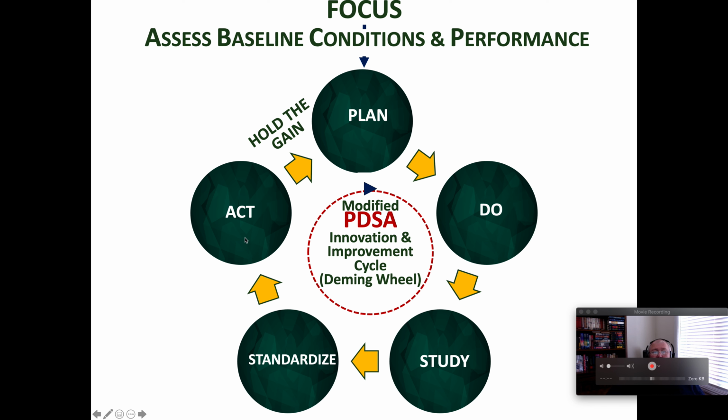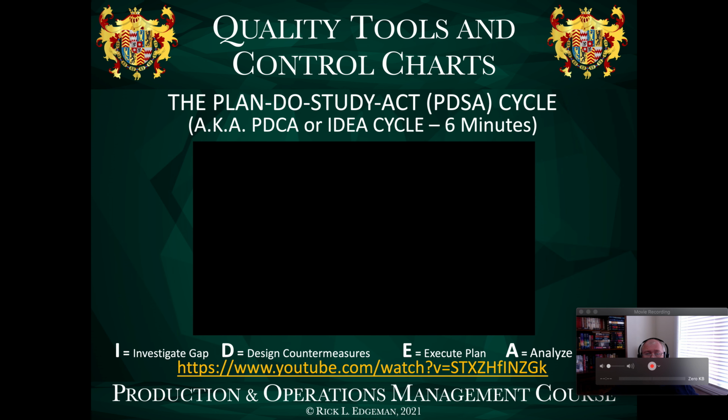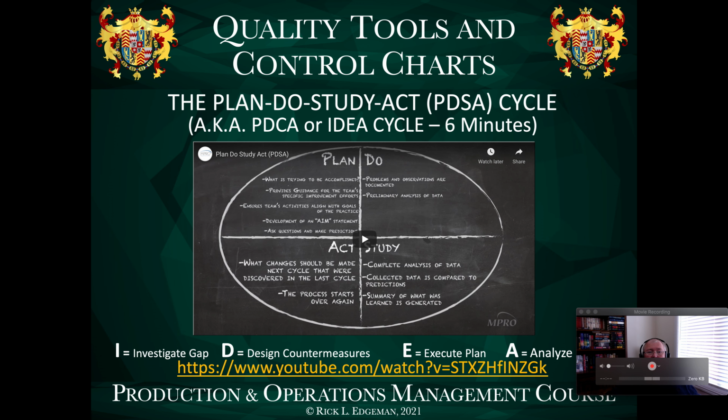Then act, which is probably implement on a broader scale. It could be return to status quo. And remember, this is a continuous improvement cycle. So now you are rolling and rolling and rolling, improving the performance of the process. So as you move through, always make sure that you're able to hold on to the improvements that you've been able to experience from your prior change and changes. So that would be the Plan, Do, Study, Act cycle.